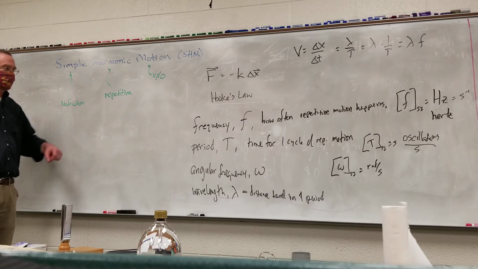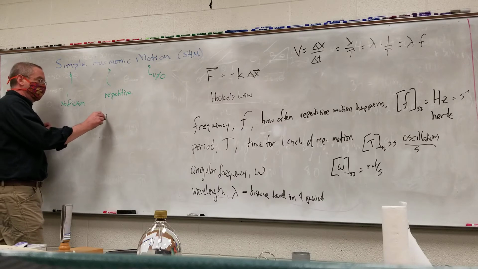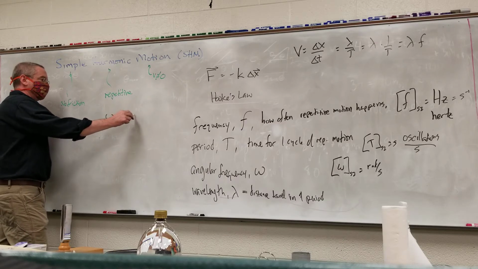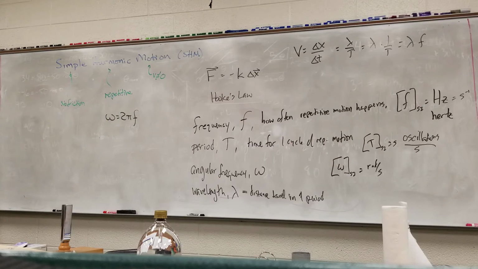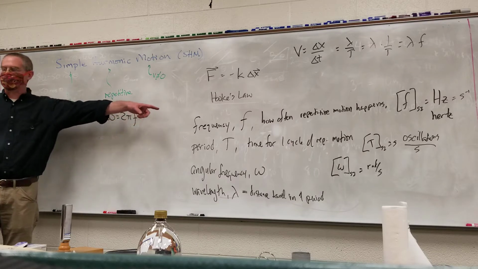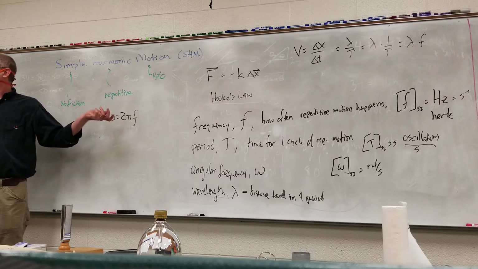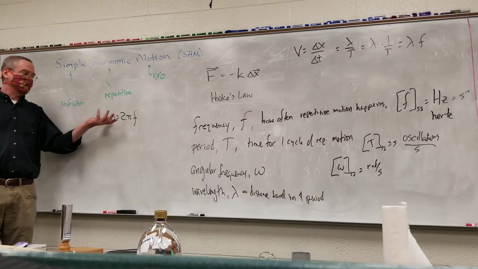There is a relationship between angular frequency and frequency. Angular frequency is equal to 2 pi times the frequency. If you think about it, frequency is the number of cycles per second, and then you multiply times 2 pi radians per cycle, and you get radians per second.